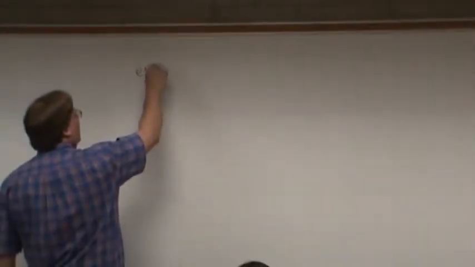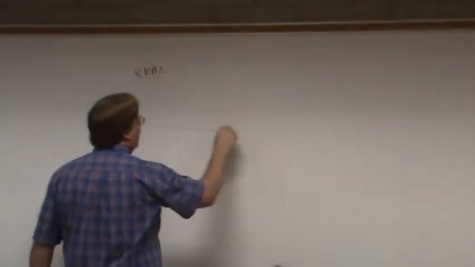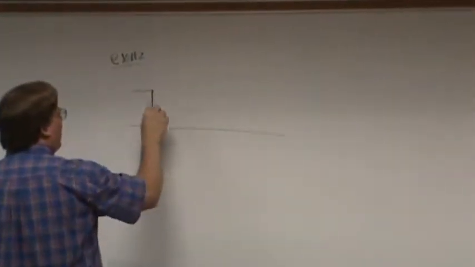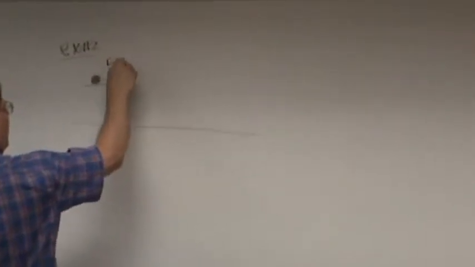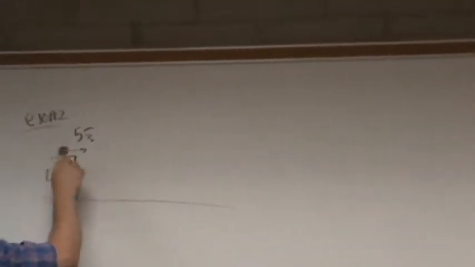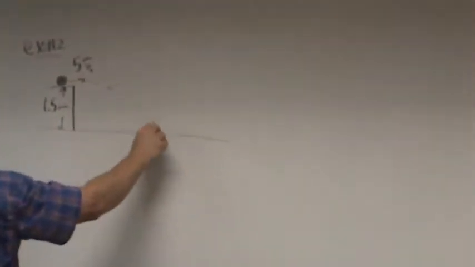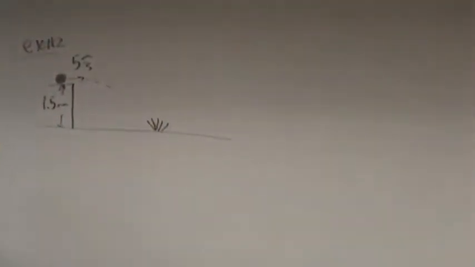Here comes example number 2. I want to remind you, we have a table, and we have a ball rolling off the table, going 5 meters per second. This table is 1.5 meters above the ground, and the ball ends up going here. Did we get this far to where we drew a drawing?